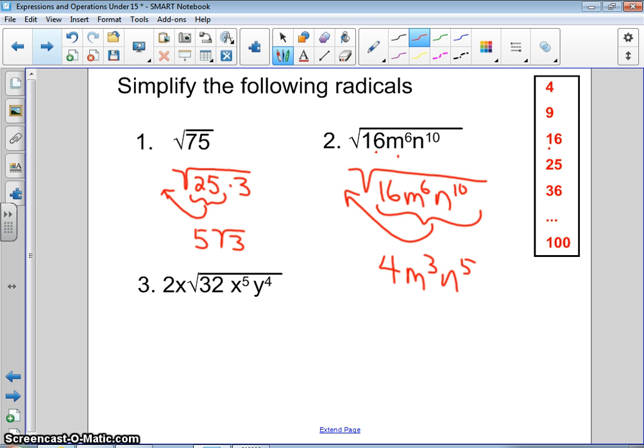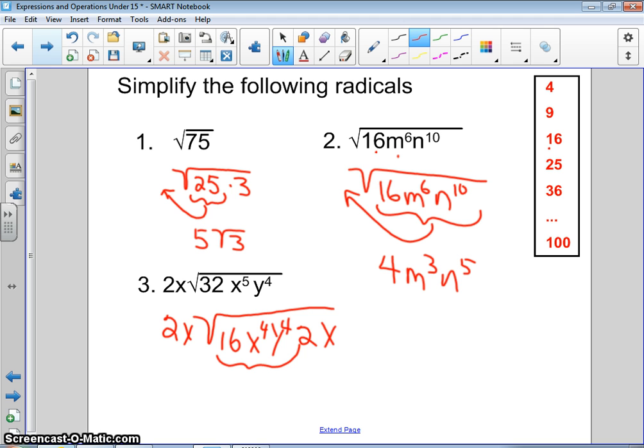Number 3 looks more like one of the difficult problems on the SOL. We've got a 2x on the outside, and then we're going to factor the inside. Well, going into 32, my perfect square is 16. So 16, and I got a 2 left over. For x to the 5th, I need an even exponent, so I bop it on down to x to the 4th, and I put my extra x over there. And for y to the 4th, I'm good to go because 4 is an even number. So this is the part that I can take outside.